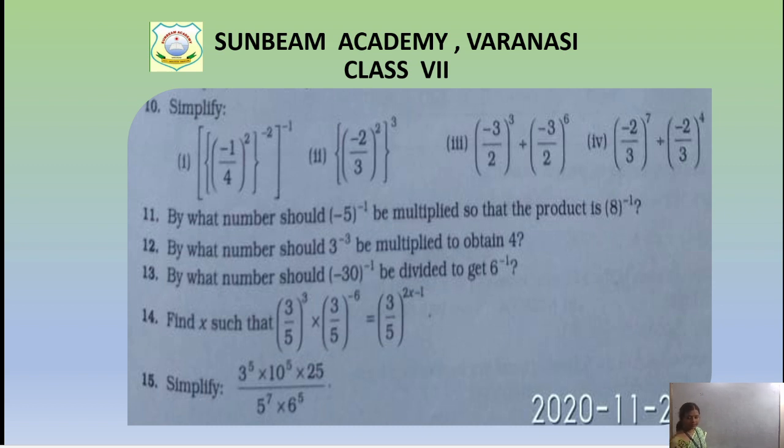Now (3/5)^3 into (3/5)^-6 is equal to (3/5)^3 by (3/5)^(2x minus 1). This is the question.